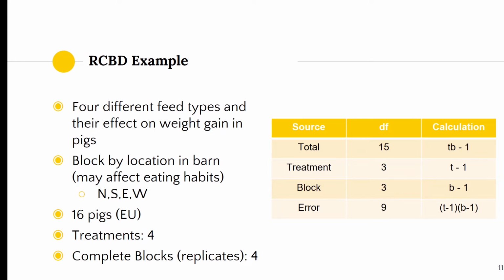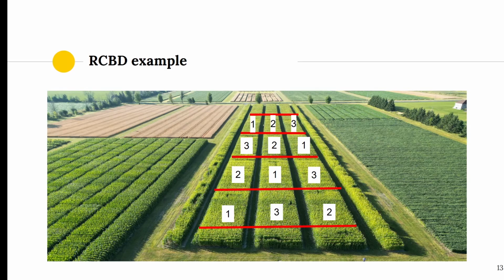Our treatment and block degrees of freedom are both equal to 3. It's just the number of treatments or blocks minus 1. And then the error term is going to be multiplying the treatment and the block degrees of freedom together. And you sum all those up, treatment, block, and error degrees of freedom, and it will equal total degrees of freedom.